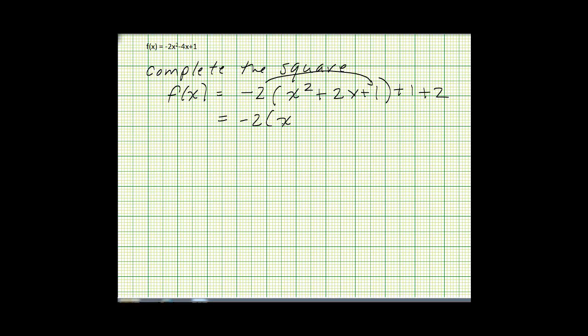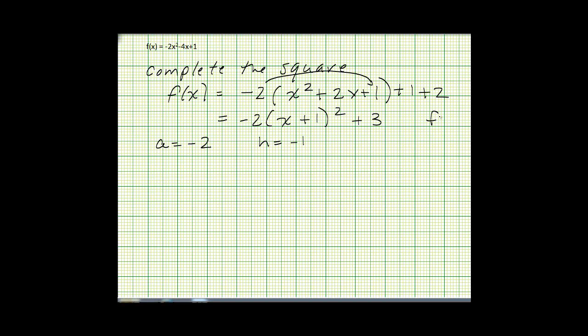So now we have our square in here. This is (x plus 1) quantity squared, and then plus 3. So from this we know that a equals negative 2. We know that we will be stretching as well as reflecting about the x-axis. We know that h equals negative 1. That means we're going to have a horizontal shift of negative 1.